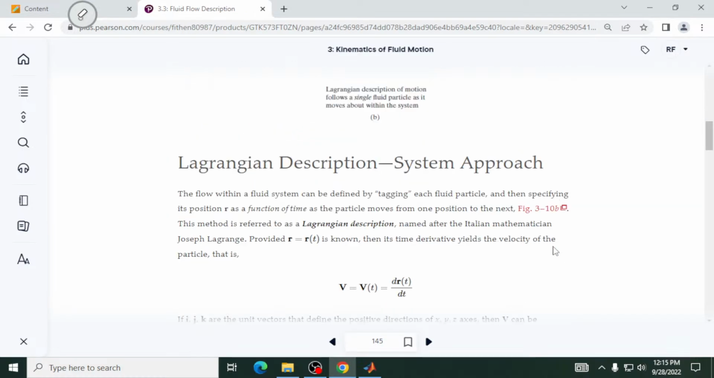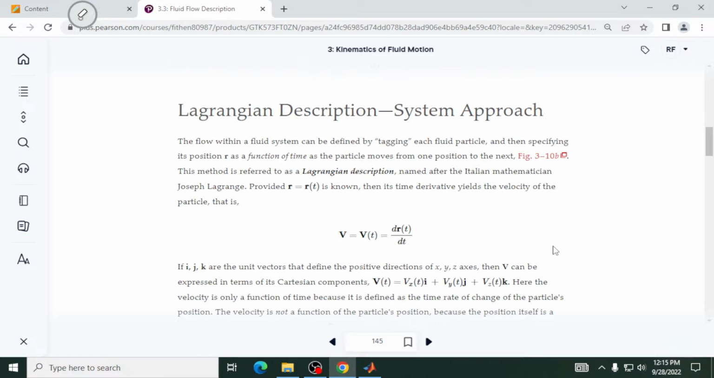And so as we go in here, what is a Lagrangian description or a system approach? A system approach, like in thermo, what you did is you started by taking a cylinder. You put a weight on top of this cylinder. You had a certain pressure in there.